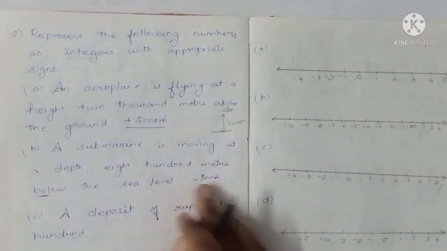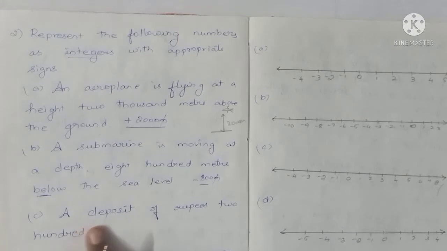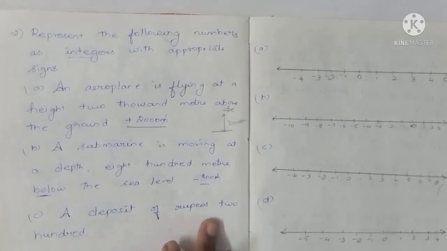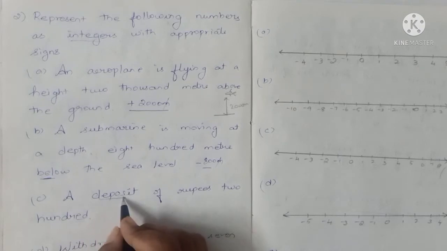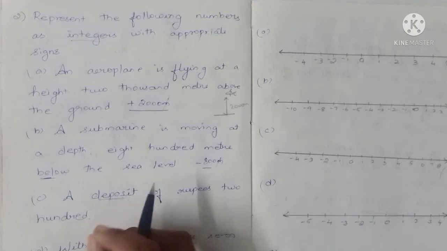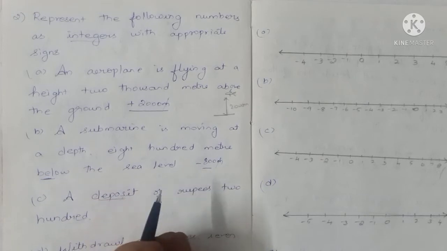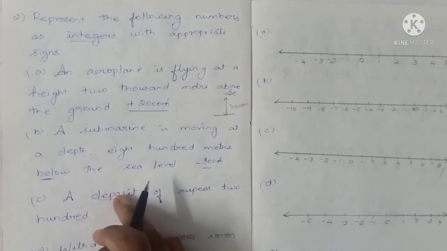Okay. So minus 800 meter. Next, a deposit of rupees 200. Deposit means we are going to put some amount in a bank or a post office or somewhere. So we are putting some amount. We are not withdrawing the amount. So deposit is a positive one only.